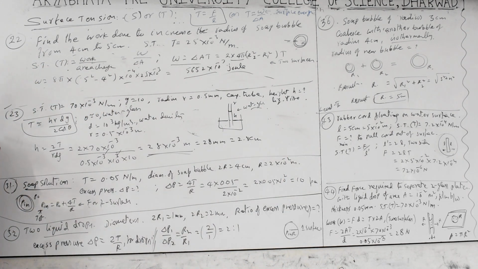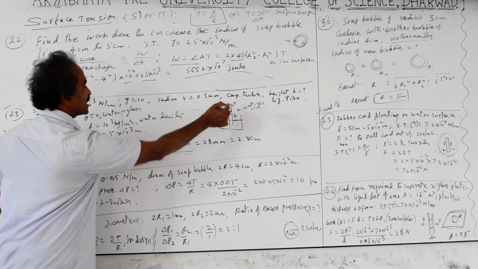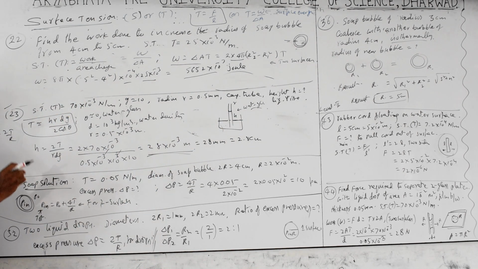And what is the delta P for a single surface? It is equal to 2T by R. What is the pressure here and here? The pressure difference in the meniscus. Meniscus means a crescent shape, moon shape, it is called. The pressure difference is equal to 2T by R.